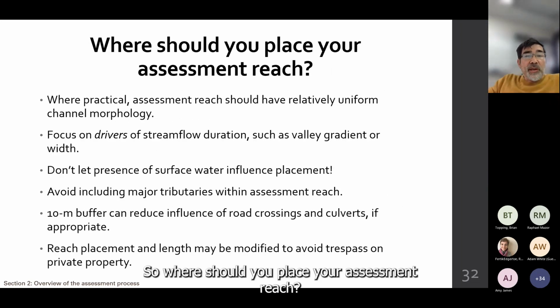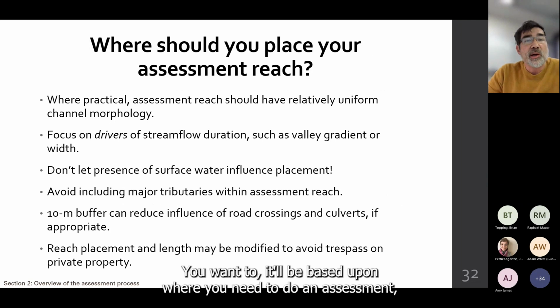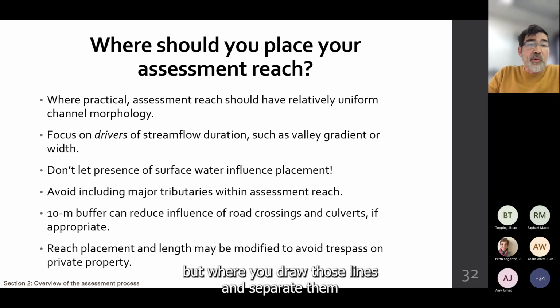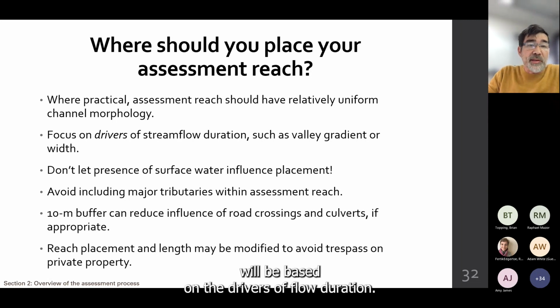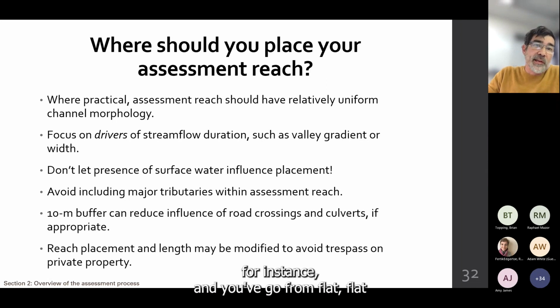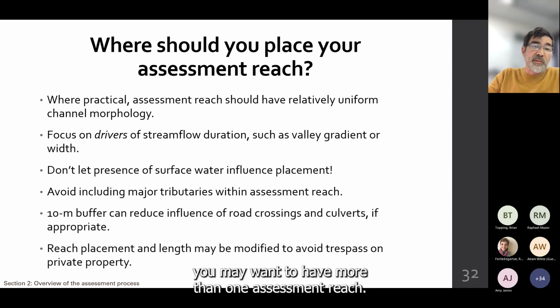So where should you place your assessment reach? It'll be based upon where you need to do an assessment, but where you draw those lines and separate them will be based on the drivers of flow duration. So if you have a transition, such as a small waterfall, for instance, and you go from a flat channel slope to a steeper section, back to a lower slope section, you may want to have more than one assessment reach.